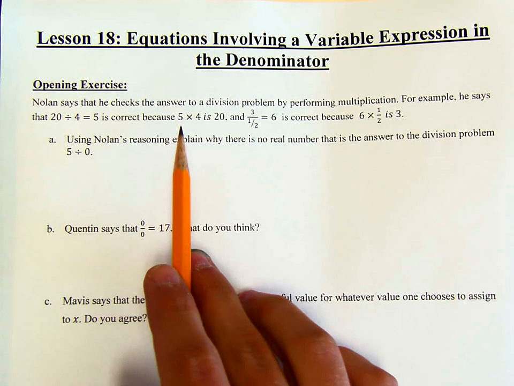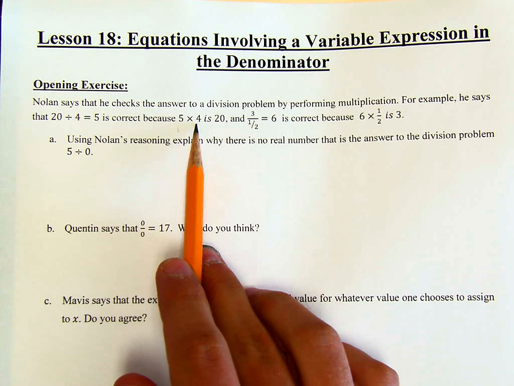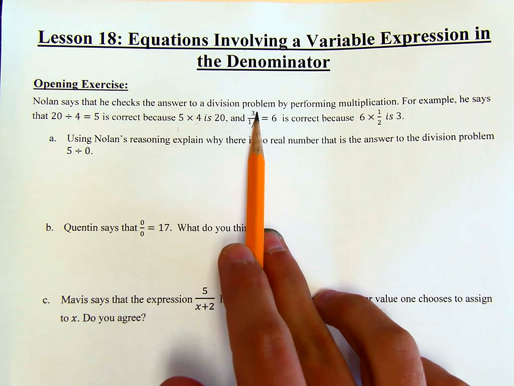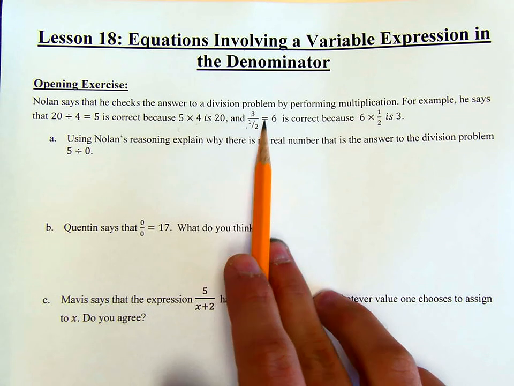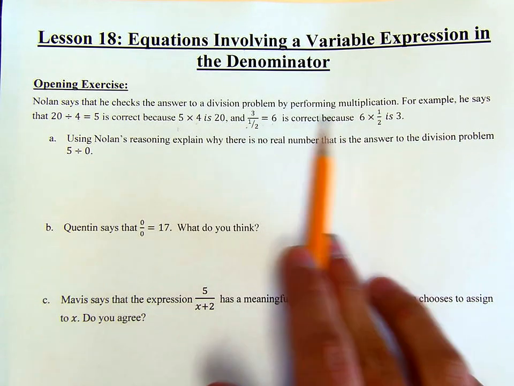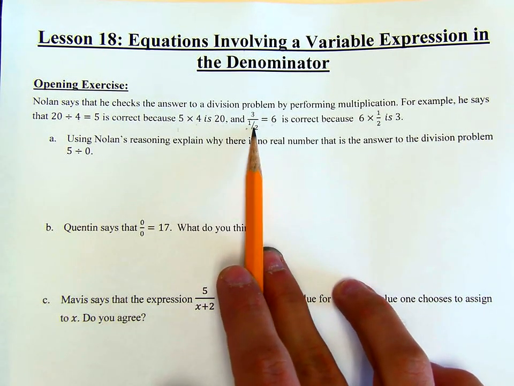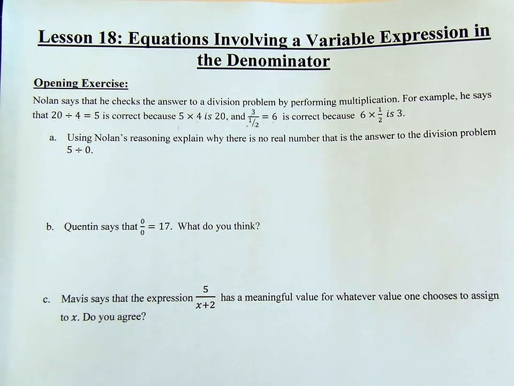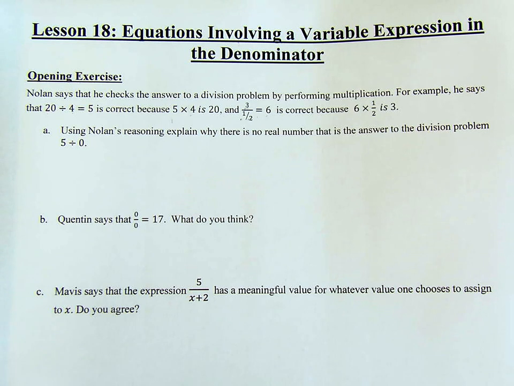The same thing with 3 divided by 1/2 is equal to 6. That's correct because if we take 6, multiply it by 1/2, we should get 3, and we do. So now let's use Nolan's reasoning to explain why there is no real number that is the answer to the division problem 5 divided by 0. So, if we look at this, we have 5 divided by 0, we're just going to say that's equal to some number n. I'm just calling it n.